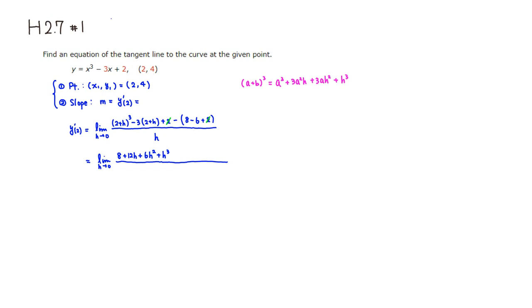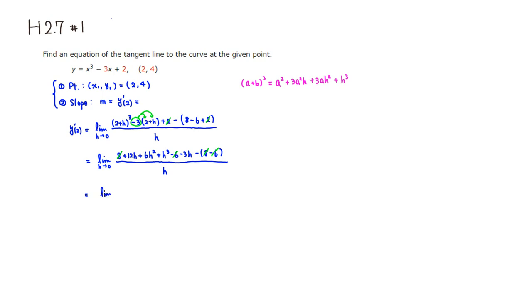Then we want to distribute negative 3 to 2 plus h. So we're going to get the minus 6 minus 3h. I'm going to put the minus 8 minus 6. I'll leave it in this form over h. Then we can cancel. You have 8 minus 8, and we have negative 6 minus negative 6, so they cancel out. After that, we need to collect the like terms on top.